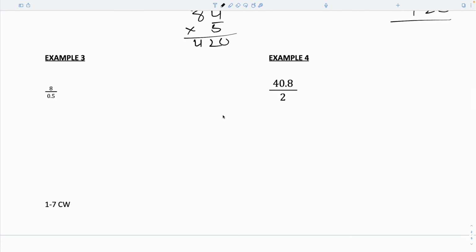I'm going to have you set up example 3 and 4, and then we're going to pause and go to a challenge. 8 is on top, so it gets a house. 0.5 is on the outside. Oshu, how many times do I move the decimal? Okay, but there's no decimal by the 8. What do I do? Abby?